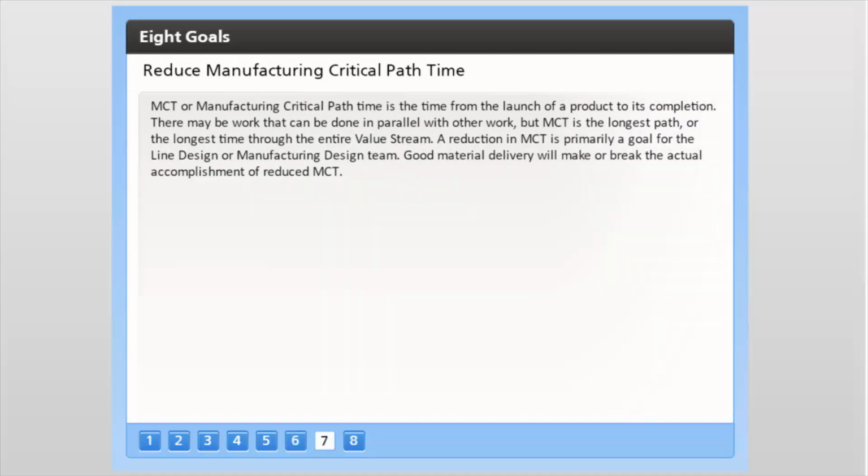Reduce manufacturing critical path time. MCT, or manufacturing critical path time, is the time from the launch of a product to its completion. There may be work that can be done in parallel with other work, but MCT is the longest path, or the longest time, through the entire value stream. A reduction in MCT is primarily a goal for the line design or manufacturing design team. But good material delivery will make or break the actual accomplishment of reduced MCT.